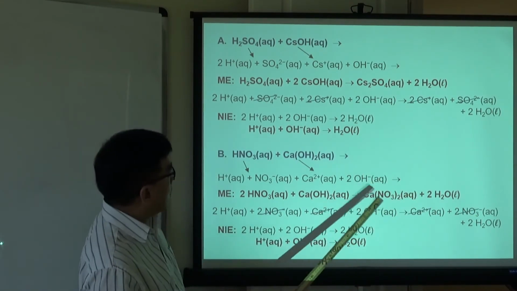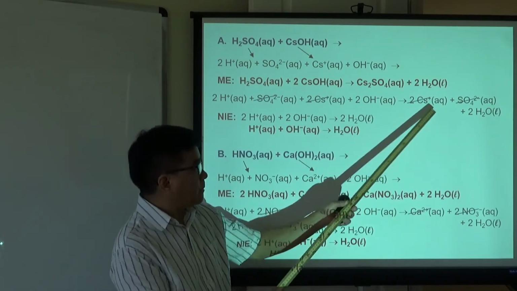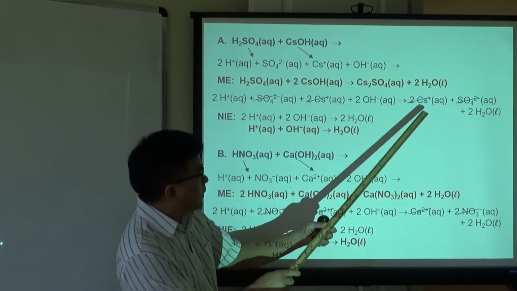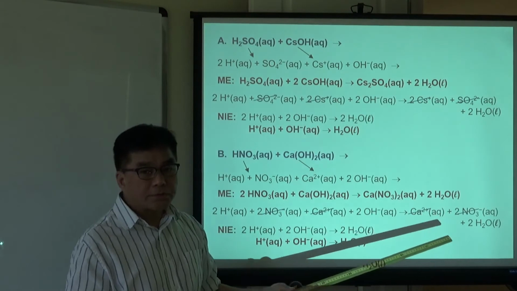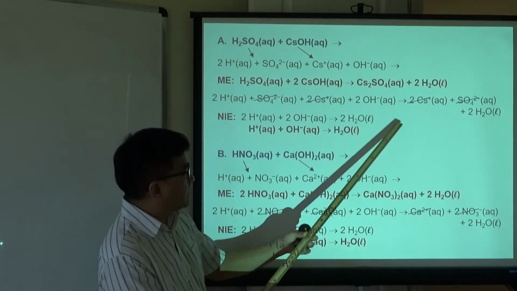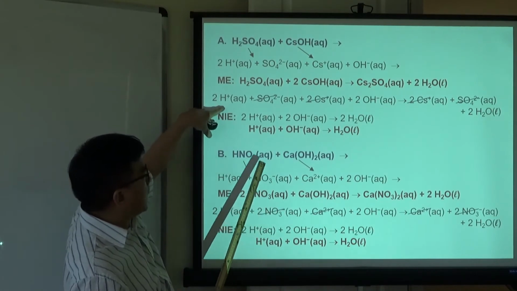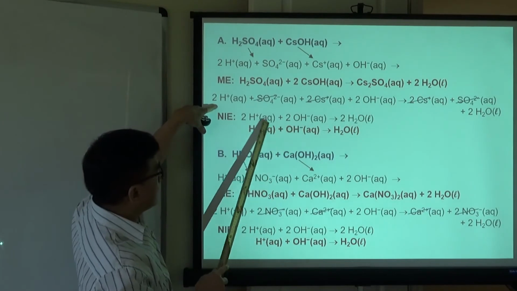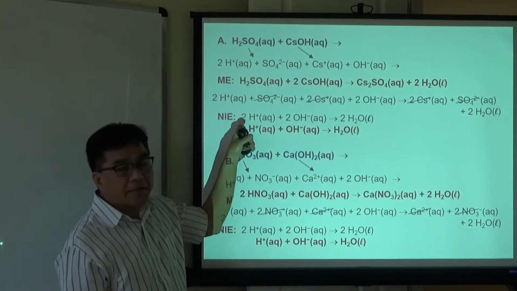So therefore, if you cancel out the common ionic species on both sides of the equation, you cancel out the sulfate right here. The sulfate is still ions on both sides of the equation, so nothing happened to it. The 2 cesium also, you cancel it out. So what's left is the 2 hydrogen reacting with the 2 hydroxide right here to give you 2 water. So that will be your net ionic equation.